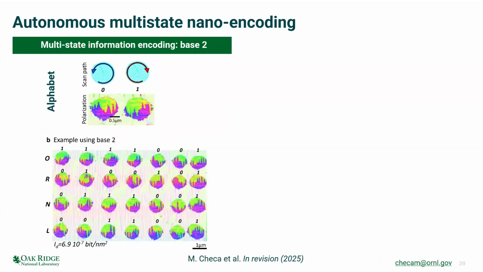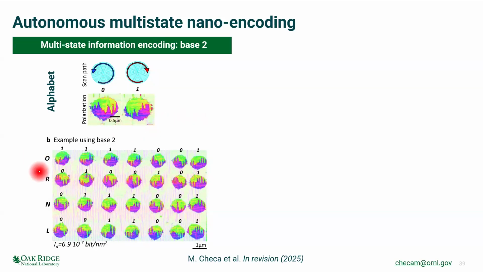And how can we use this? Well, I'm going to show you that a possible application of those is for multi-state information encoding. Because now that I know how to generate these multi-state domains, I can generate an alphabet. So in this case, it's an alphabet of base 2, where I do a spiral scan in one direction, kind of clockwise and counterclockwise. This generates 2 different stripe closure domains.